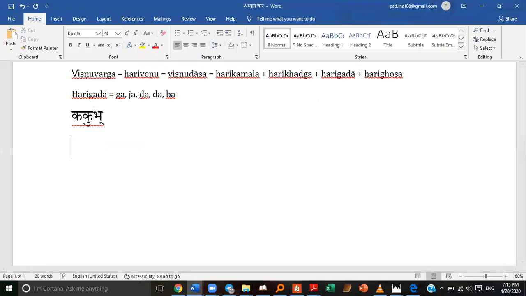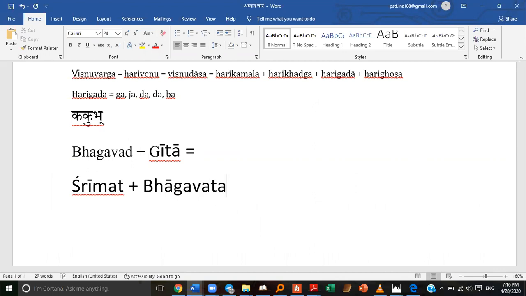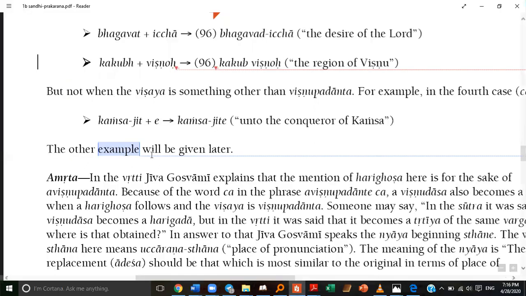So one graphic example would be, what will happen here? Bhagavad Gita. Yes, so this will change to that, and this is what you see in our Bhagavad Gita or mostly any Bhagavad Gita. Okay, Shri. What will happen here? Srimad Bhagavat. Same thing. So there are quite a few examples for this Sandhi.